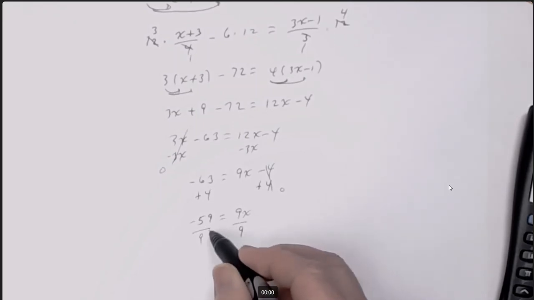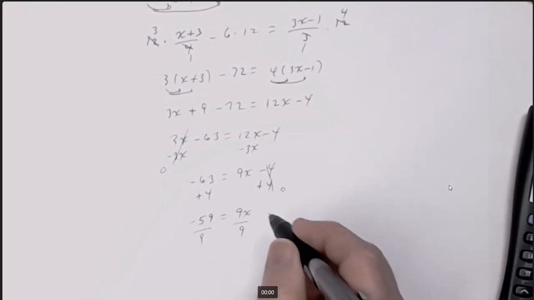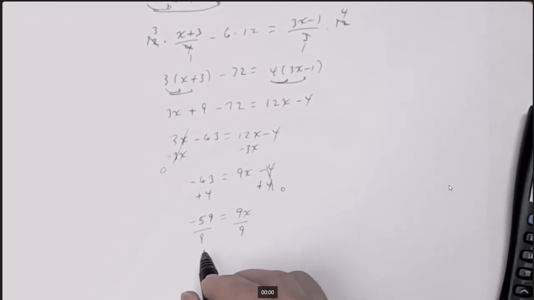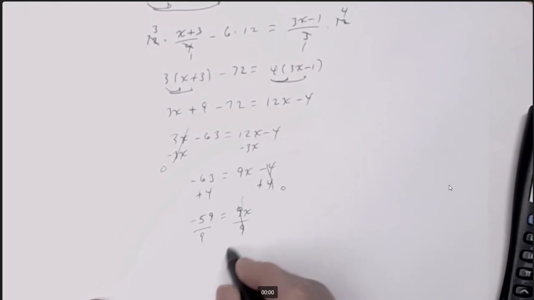And don't leave it as a decimal. Some of you are putting things as a decimal. The problem with putting it as a decimal is many times it doesn't terminate. So when you say that's the answer, it really isn't. It's an approximation. So leave it as a fraction. And so you say x equal negative 59 divided by 9.